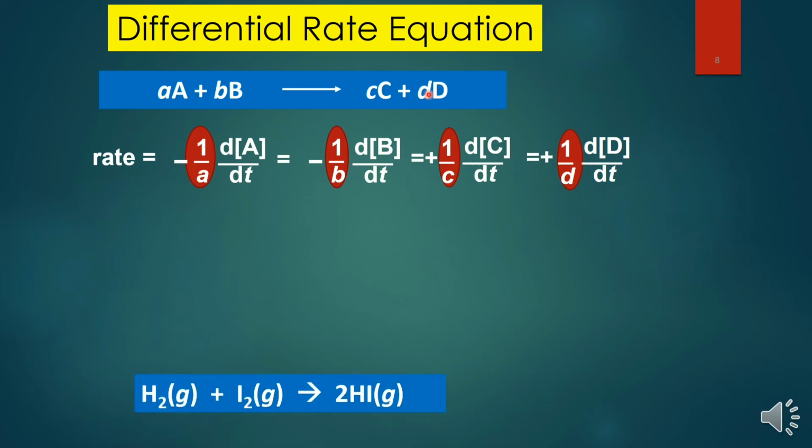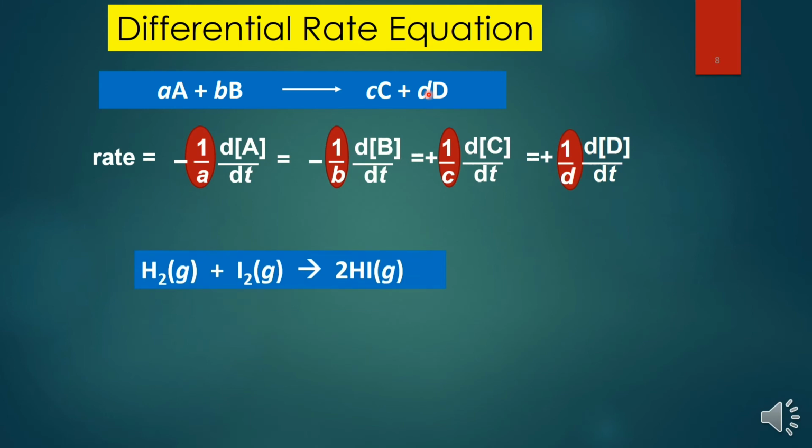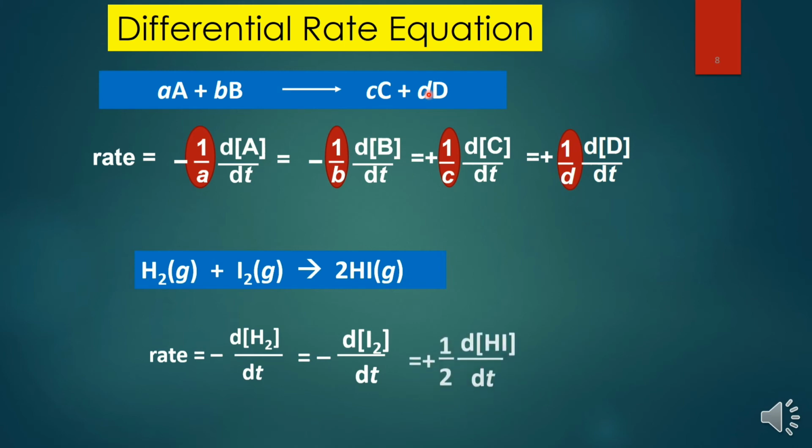So let's look at another example. Hydrogen gas reacts with iodine gas to produce 2 moles of hydrogen iodide. So the differential rate law will be equal to negative change of hydrogen gas over time, equal to negative change of iodine gas over time, and equal to positive 1 over 2 change of hydrogen iodide over time.